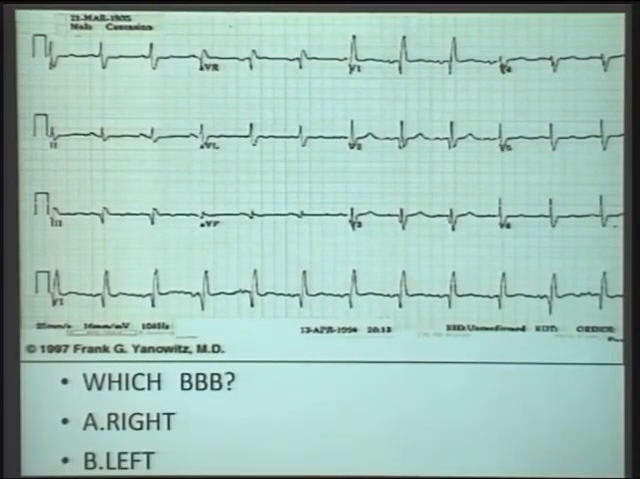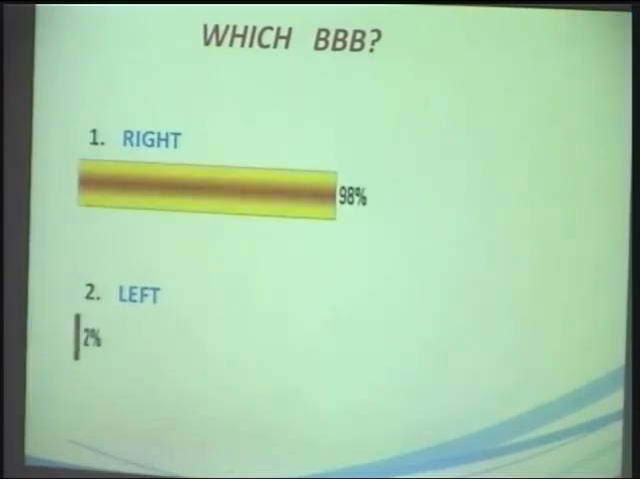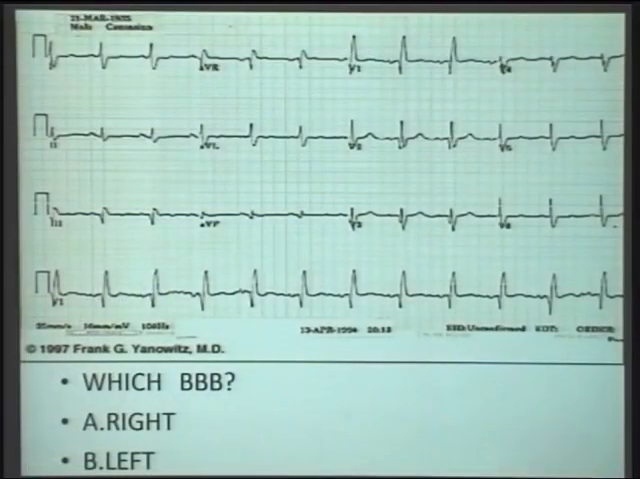Which bundle branch block? Yes. Naturally, when I show the first slide as left bundle branch block, the second slide has to be right bundle branch block. So you need not diagnose that. It has to be right bundle branch block.